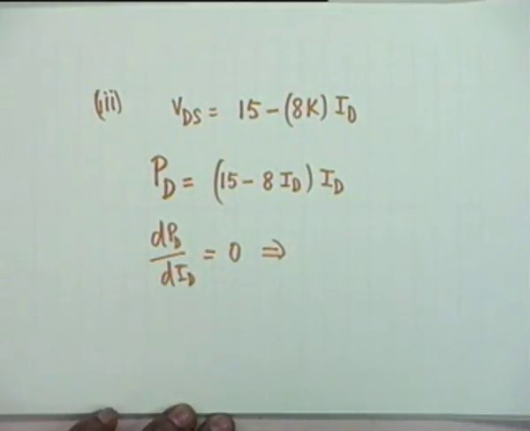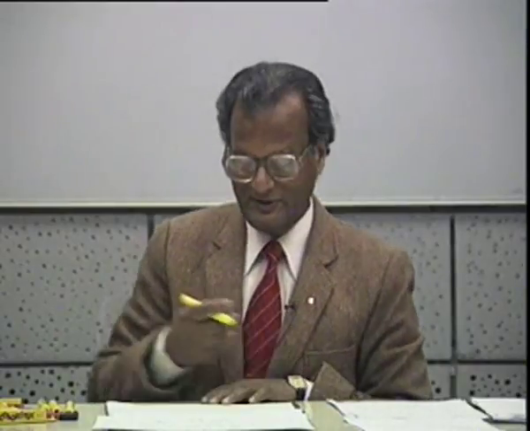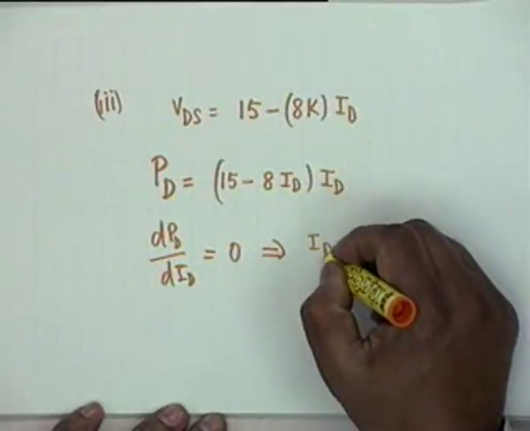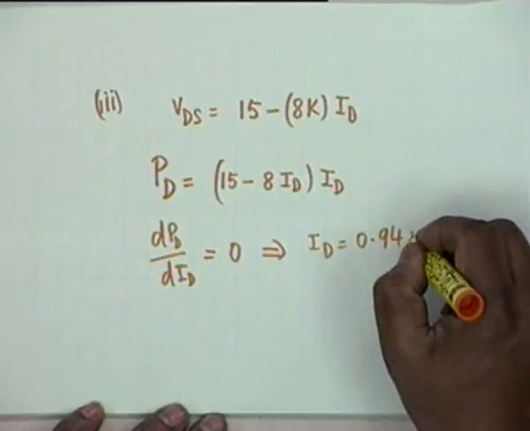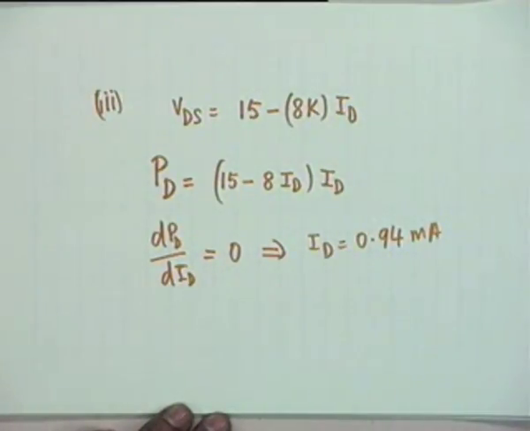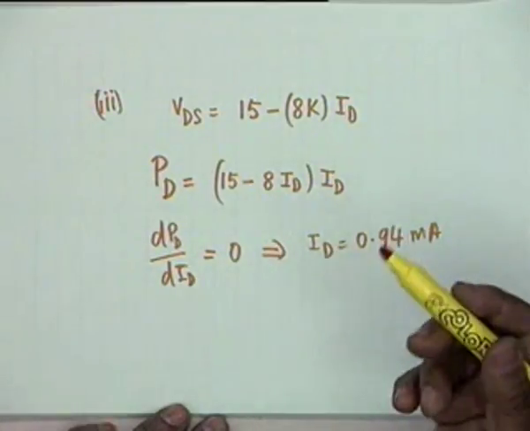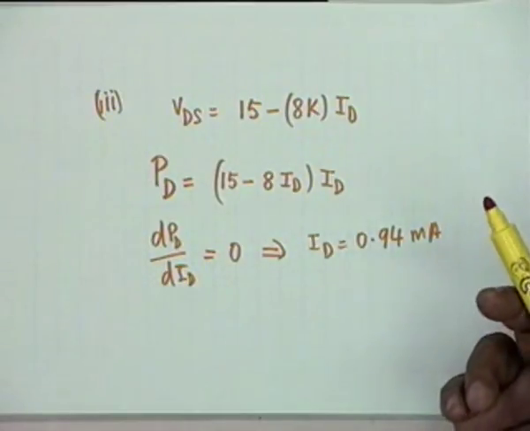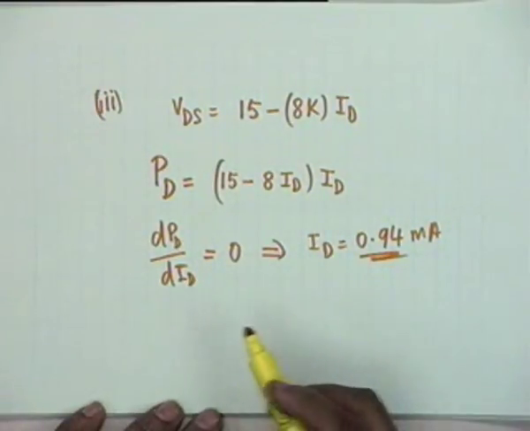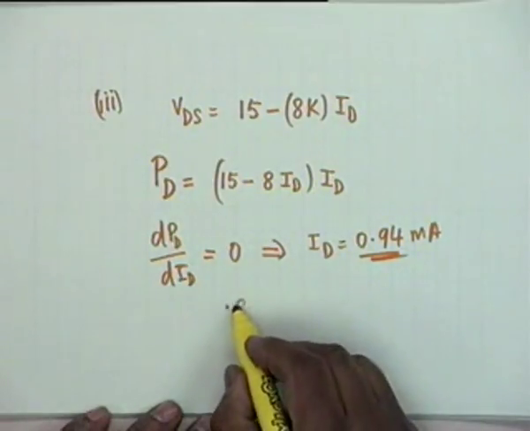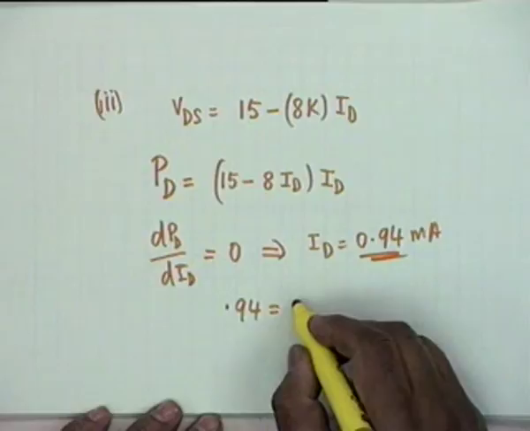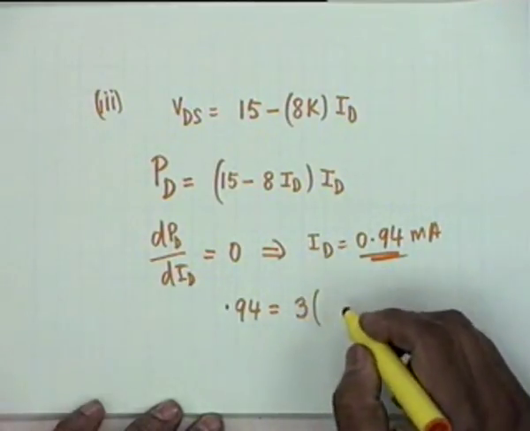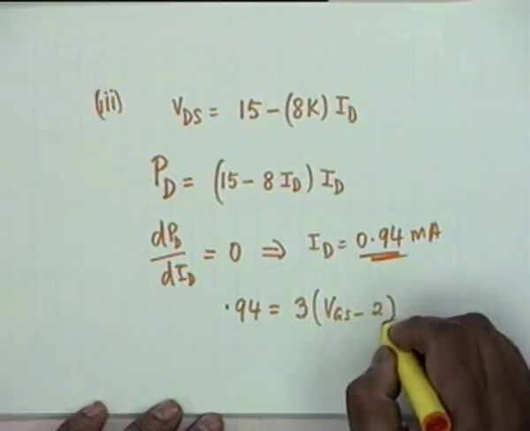Obviously the second differential coefficient is less than 0, negative, so that's the condition for maximum, right? This gives me I sub D as equal to 0.94 milliampere. So this should be 15 minus 16 ID, isn't that right? Equal to 0. So ID equal to 15 by 16, which is 0.94 milliampere. And if it is 0.94 milliampere, then 0.94 should be equal to 3 times what? (VGS minus 2) whole squared.